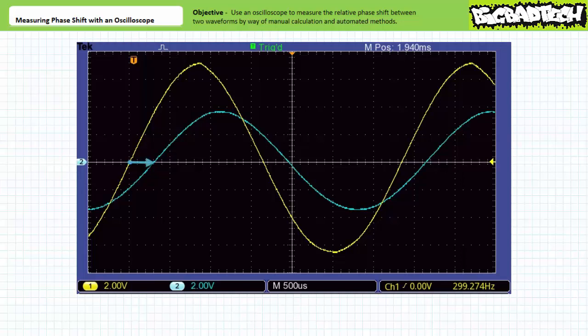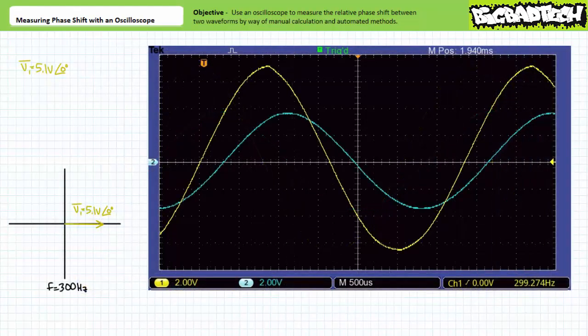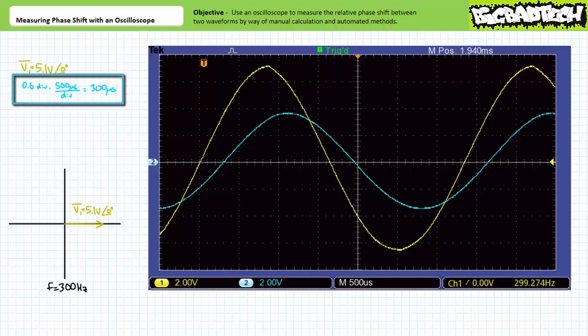Let's just assume the yellow waveform on channel 1 is our reference, and we wish to determine the phase shift of the blue waveform on channel 2 with respect to the yellow waveform on channel 1. The phasor representation of the yellow waveform on channel 1, since it's our reference, is 5.1 volts at an angle of 0 degrees. Note the zero crossing going positive of the blue waveform appears to lag the yellow waveform by 0.6 divisions. Given our current horizontal sensitivity of 500 microseconds per division, this corresponds to a time shift of 0.6 divisions times 500 microseconds per division, or 300 microseconds.